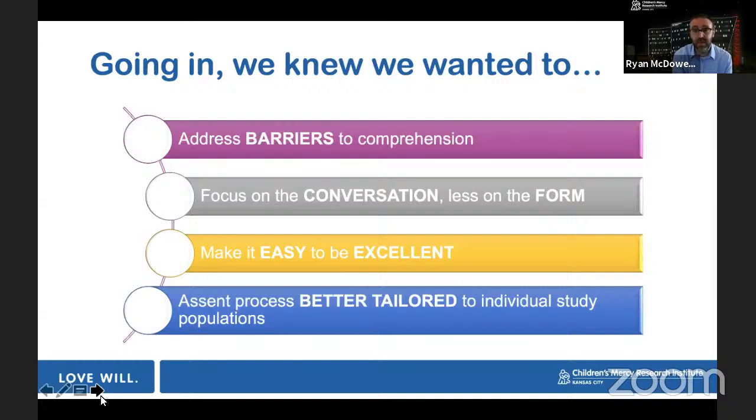Thirdly, we wanted to make it easy to be excellent. My vice president at Children's Mercy always talks about a circle of compliance and how she really wants everybody to be within the circle of compliance.